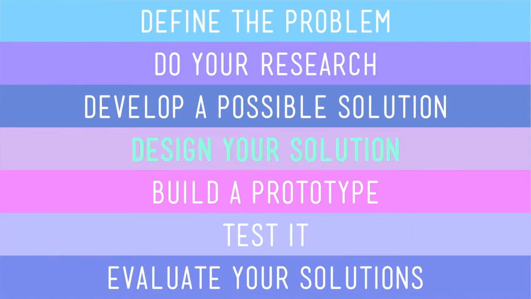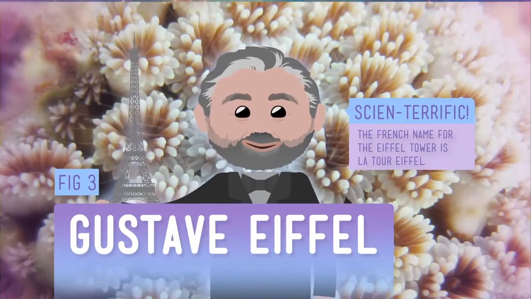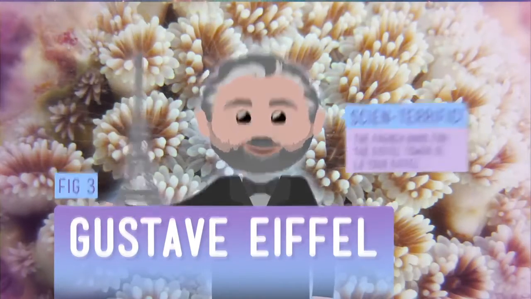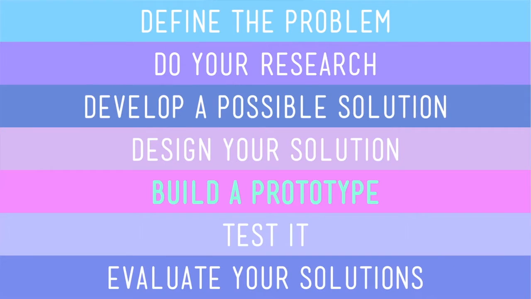So you have to design your solution. This is where you get to draw. Civil engineers always sketch out their ideas, like buildings and bridges and towers, to show what they'll look like when they're done. Gustave Eiffel designed the famous Eiffel Tower in France, and he definitely showed up on day 1 of construction knowing exactly what it was gonna look like. On to step 5, build a prototype.